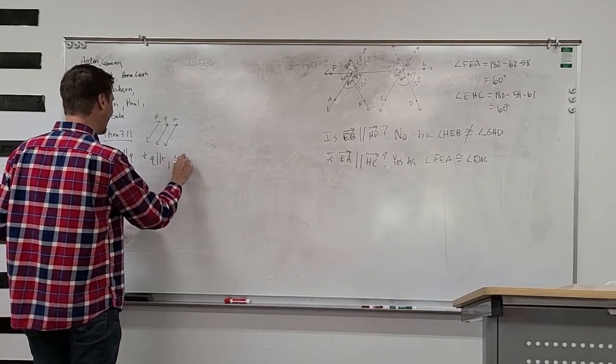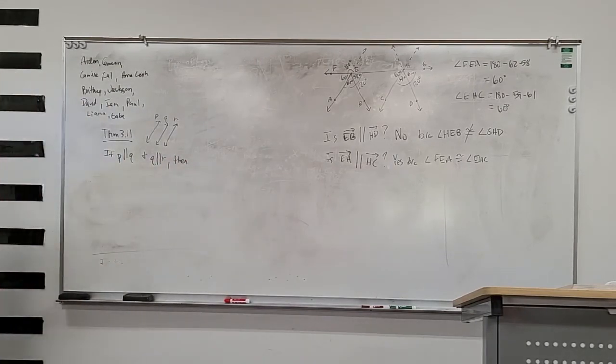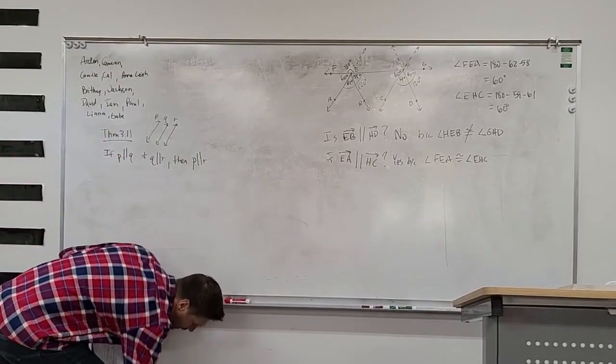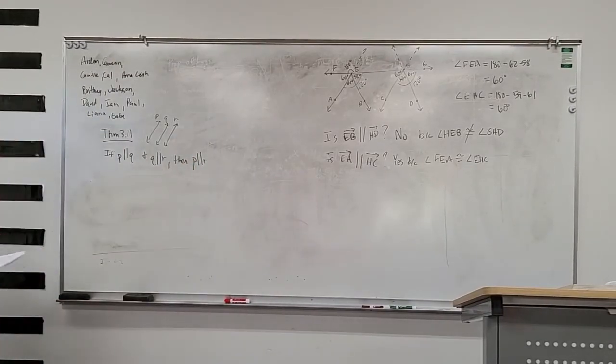All right, then. So if P is parallel to Q and Q is parallel to R, then what can we say about P and R? They are parallel. They have to be parallel, right? So that's what this theorem says. Couldn't that be the transitive property of parallel lines?